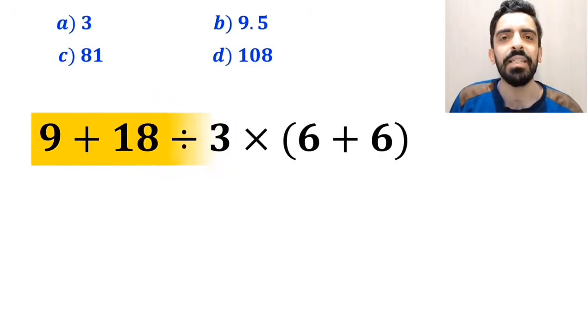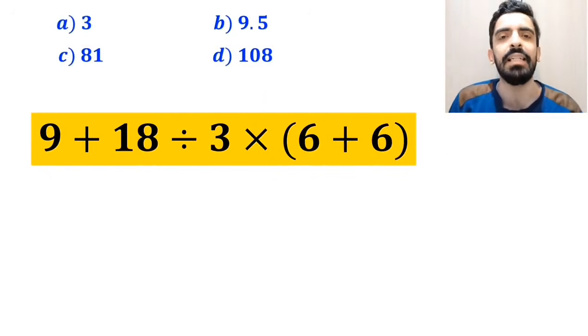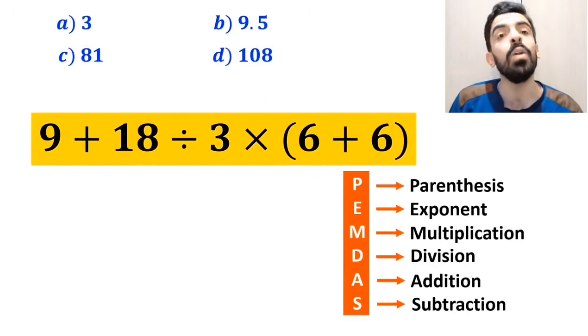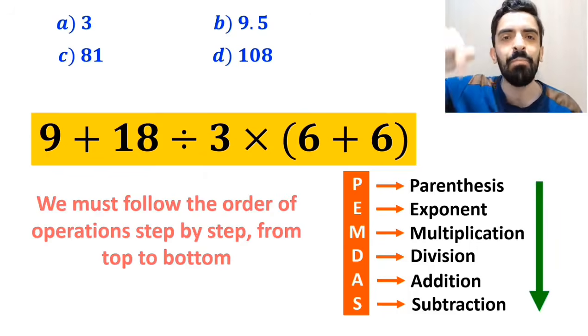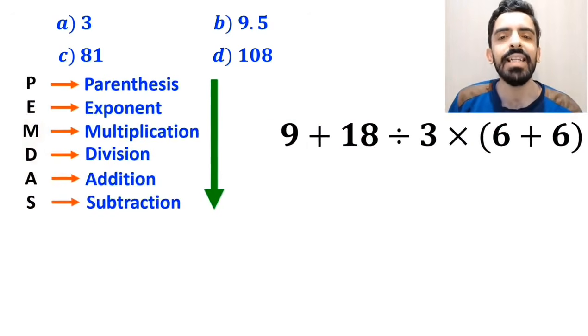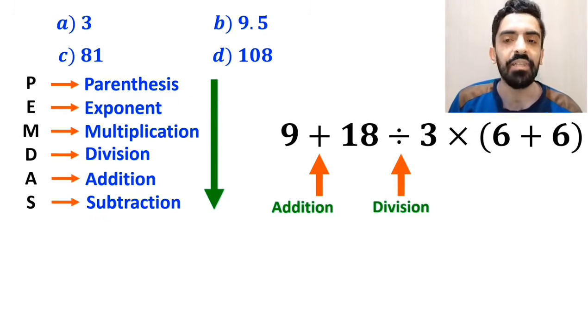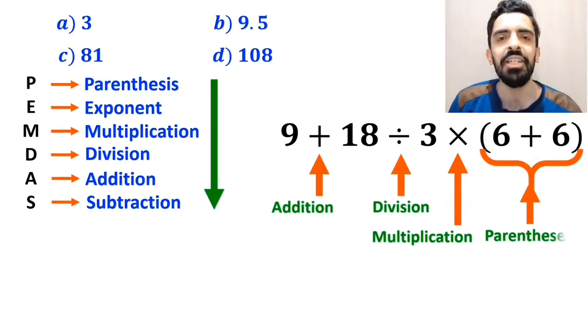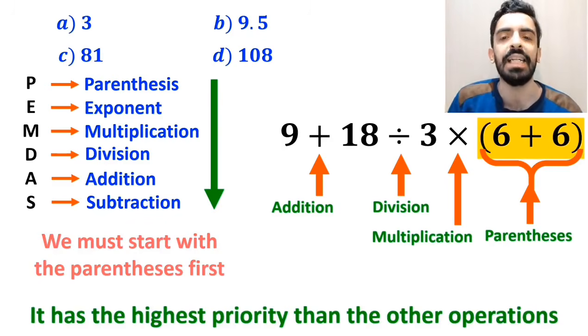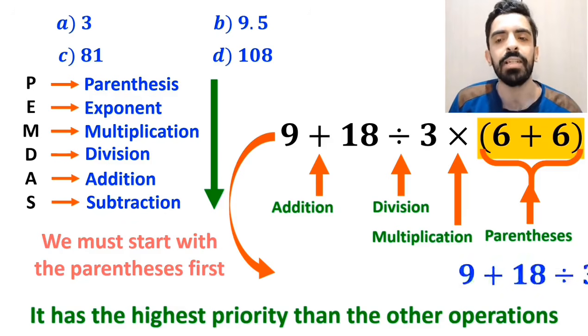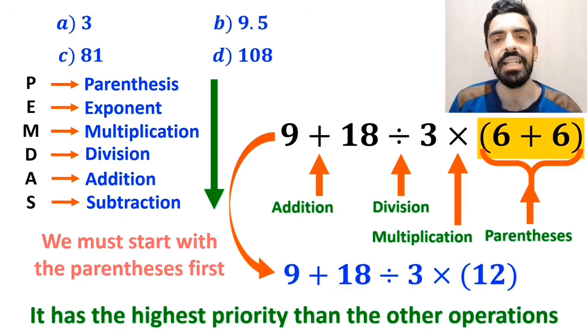Alright, now let me explain step by step how to solve this expression properly. To solve this question, we must follow the PEMDAS rule. We have to follow the order of operations step by step from top to bottom. Okay, as you can see on the screen, in this expression, first we have an addition sign, then a division sign, followed by a multiplication, and finally parentheses. We must start with the parentheses first, because it has the highest priority than the other operations. So, instead of this expression, we can write 9 plus 18 divided by 3 multiplied by 12.